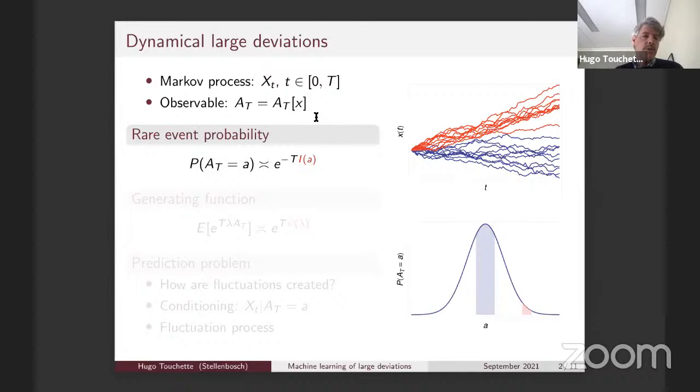What we're interested in is to calculate the probability distribution of the observable in the long time limit. We know in many cases that that distribution has a large deviation form, meaning that when capital T, the observation time, goes to infinity, that distribution peaks exponentially around some value, which is a typical value of the observable, which is at the same time the expectation of the observable.